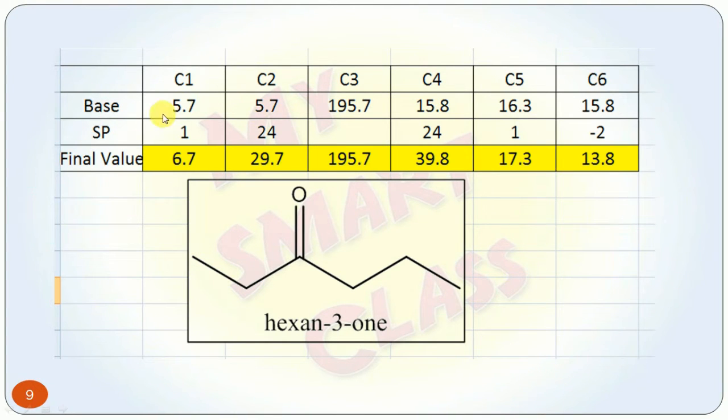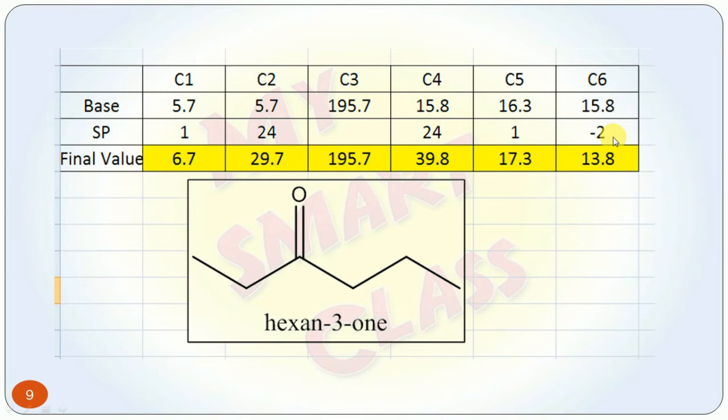So here is the base value of ethane and this is the base value of propane. Now we have to calculate the shift parameter. SP means shift parameter. For this case C1, this is beta CO internal. For this C2, this is alpha CO internal. For C4, this will be alpha CO. For this C5, it is a beta CO, and for this C6, gamma CO internal.